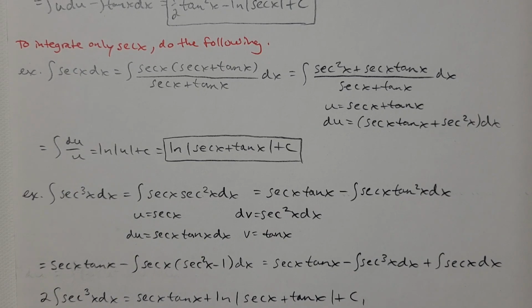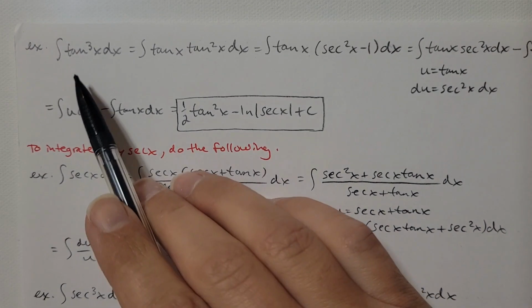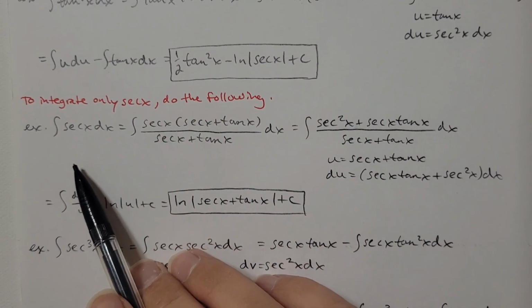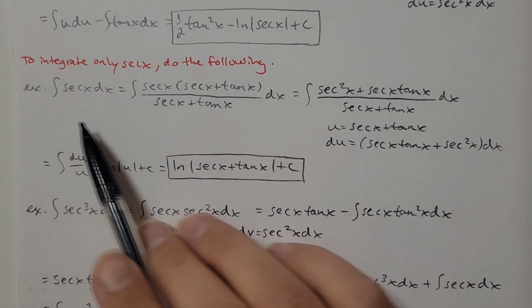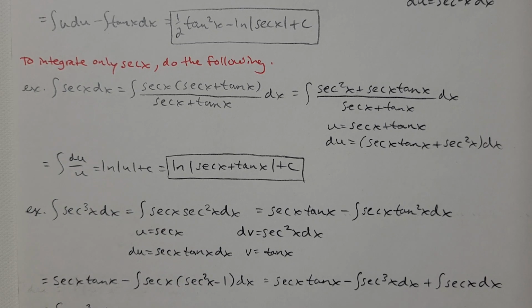Okay, so we'll finish up section 7.2 here, which is trigonometric integrals. We looked at some integrals involving sines and cosines, and right now we're looking at some integrals involving secants and tangents. So let's see, we did this problem in the last video here. Right now, what if we want to integrate only secant x?